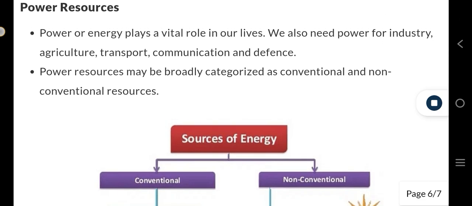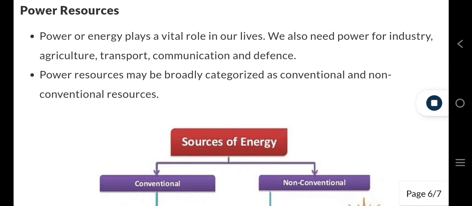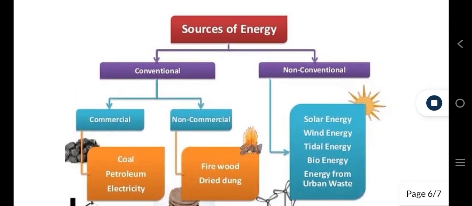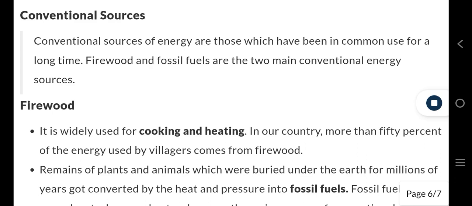Power resources. Power or energy plays a vital role in our lives. We also need power for industry, agriculture, transport, communication and defense. Power resources may be broadly categorized as conventional and non-conventional resources. Sources of energy. Conventional sources. Conventional sources of energy are those which have been in common use for a long time. Firewood and fossil fuels are the two main conventional energy sources.